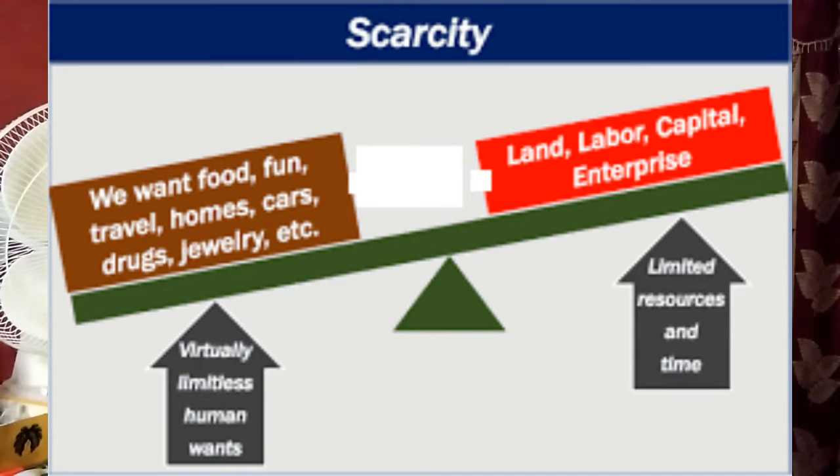Then the next point is, what is scarcity in economics? Scarcity refers to the limitation of the supply of a commodity in relation to the demand for such a commodity. In such a situation, where the wants exceed the available resources, the society doesn't have enough resources to satisfy all the wants of its people.